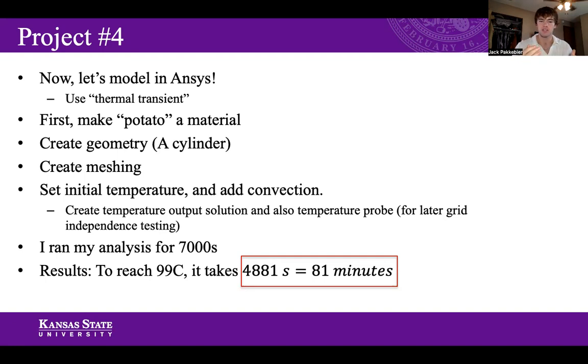So I ran my analysis for 7,000 seconds, which I thought was plenty of time for my potato to get cooked. And looking at the information I got, to reach 99 degrees Celsius, which this was doing it all in Kelvin, so I converted it to Kelvin, it took about 4,881 seconds or 81 minutes.